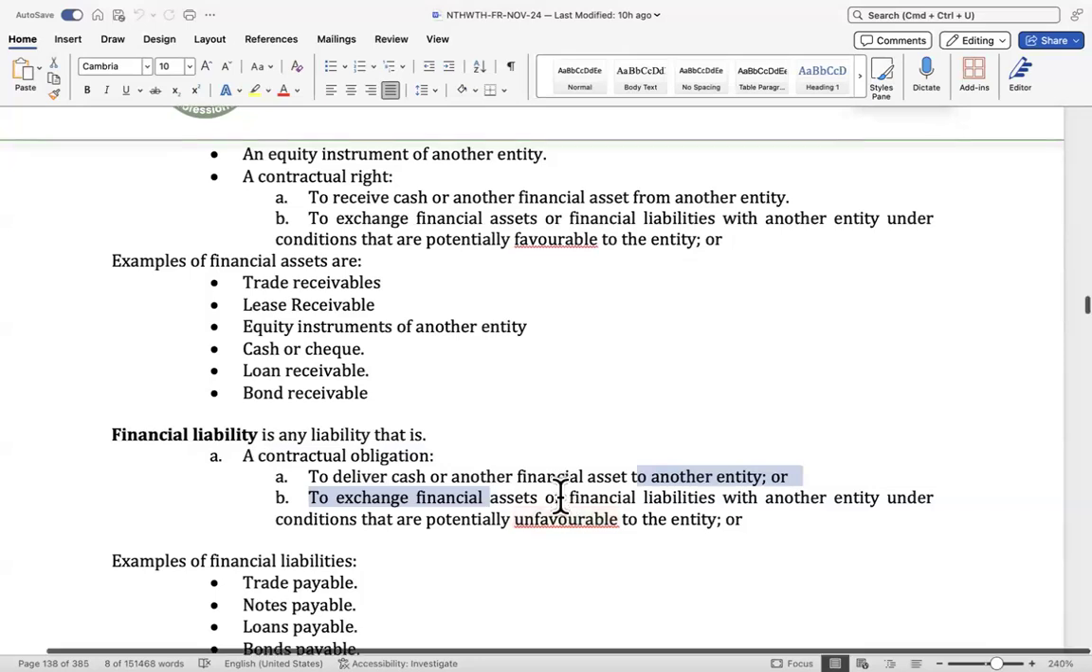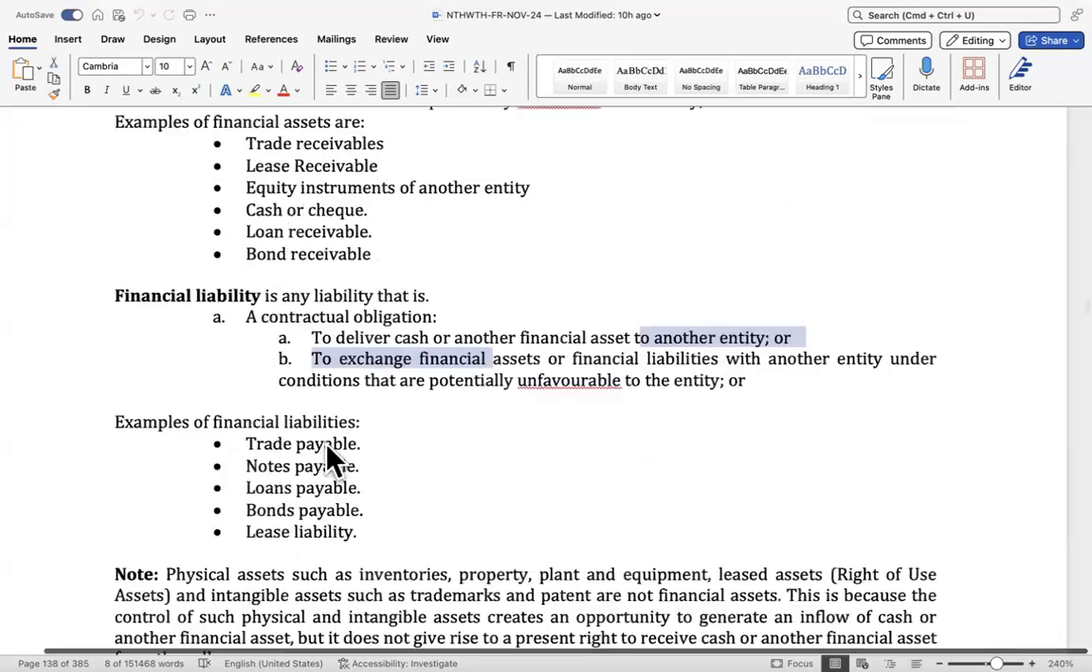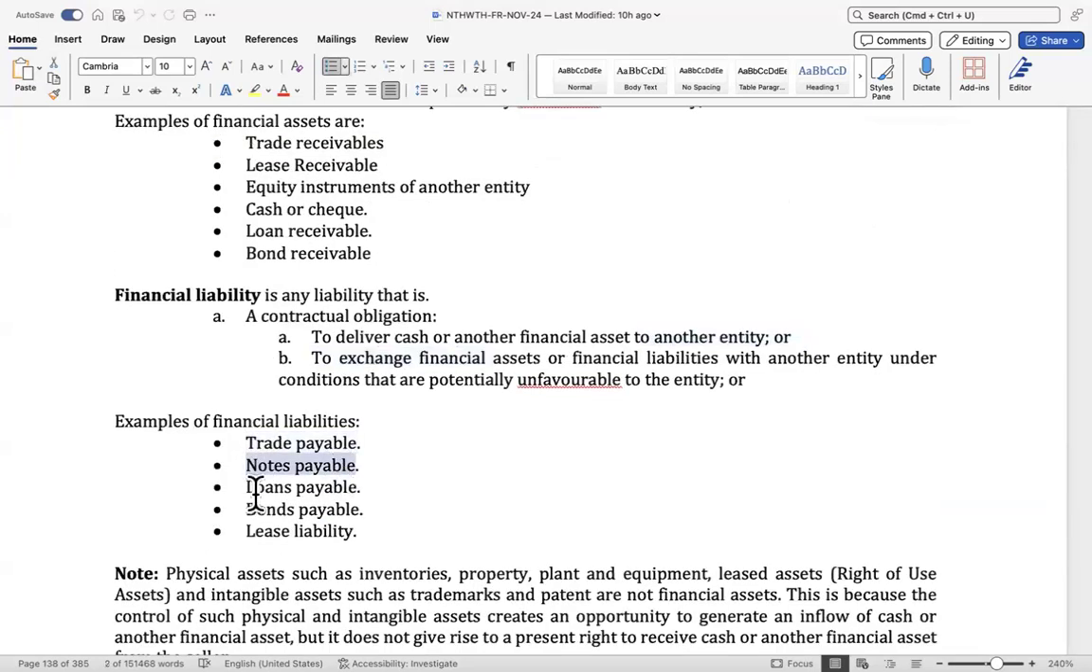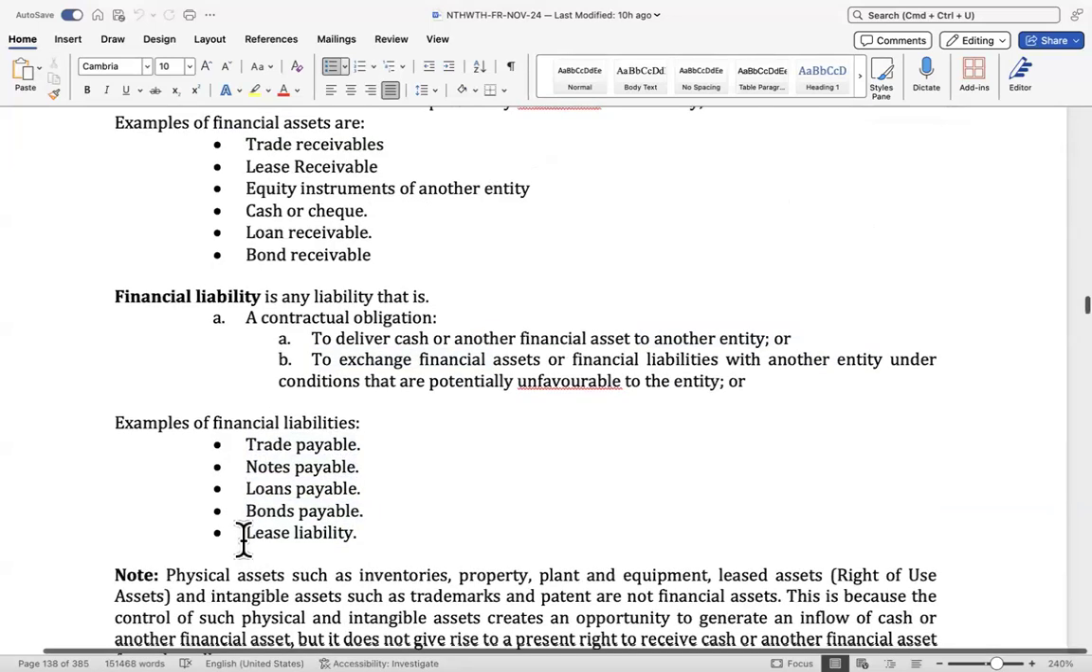And examples of financial liabilities: trade payables, notes payable, loans payable, bonds payable, lease liabilities. All these are financial liabilities.